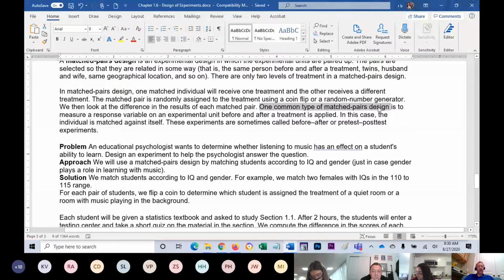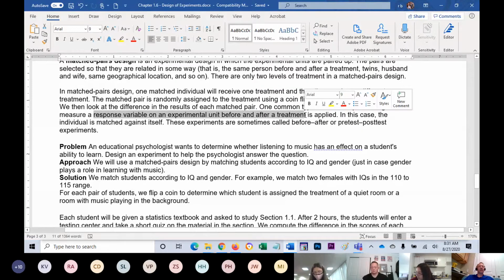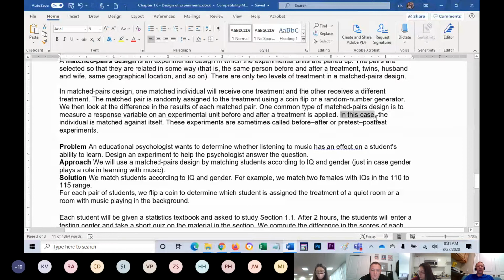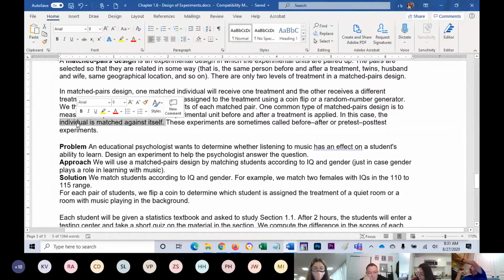One common type of matched pairs design is to measure the response variable in an experimental unit before and after the treatment. Like a diet study, you could measure somebody's weight before they started the diet and then after. That would be another good idea for a matched pairs. In this case, the individual is matched against itself, or him or herself.